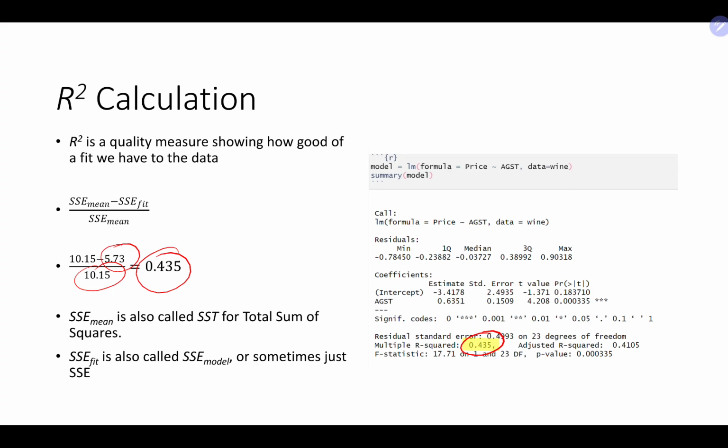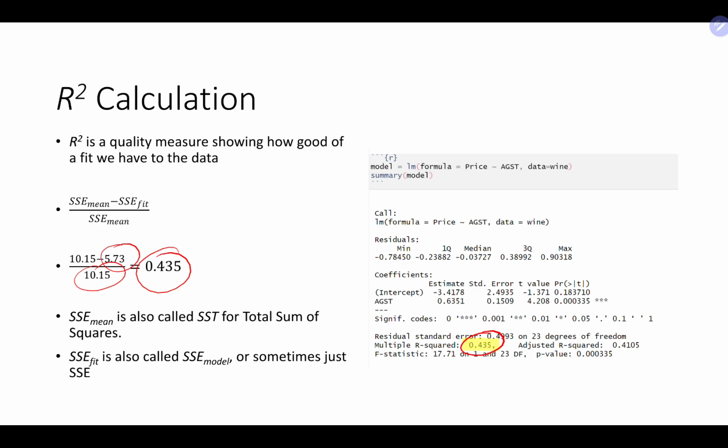So the base model's SSE is referred to as the SSE mean or the SSE T for the total sum of squares. The SSE fit is basically the sum of squared errors from the fitted model. It can also be referred to as SSE model, SSE fit, or just sometimes SSE as well. Okay. So R squared shows how good of a fit our model is to the data.